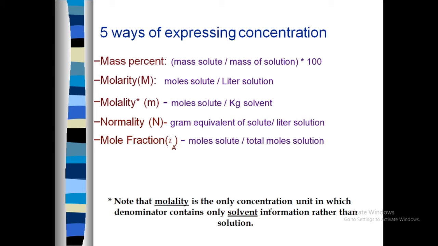Five ways of expressing concentration. First one, mass percentage. It is defined as the ratio between individual mass to total mass into 100, or mass of solute to mass of solution into 100. Second one, molarity. It is denoted by capital M. It is defined as the ratio between moles of solute to liters of solution.